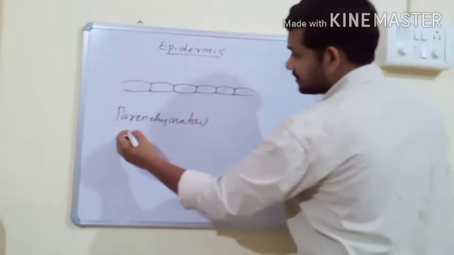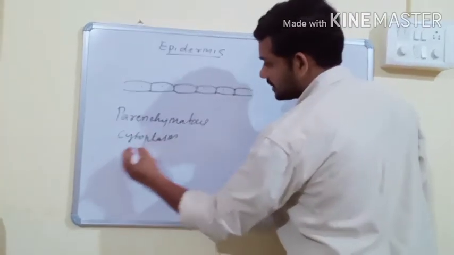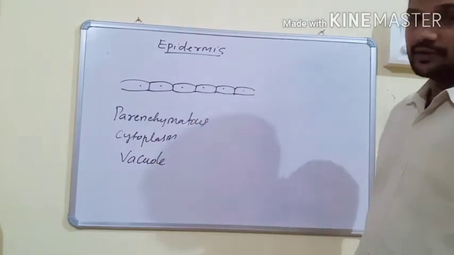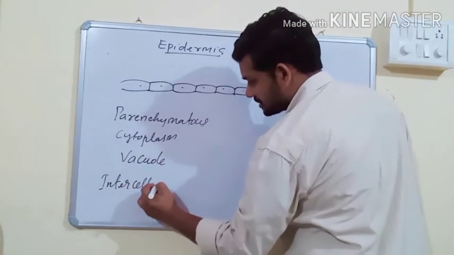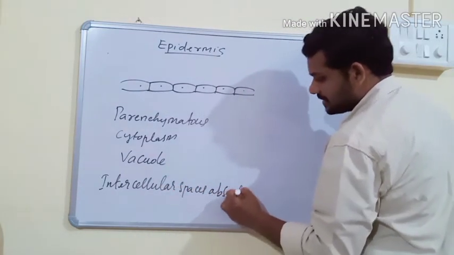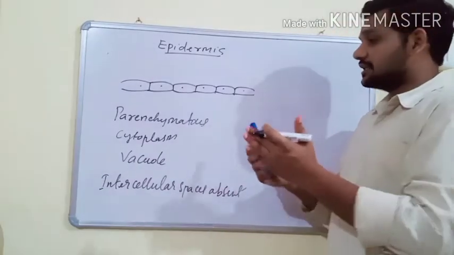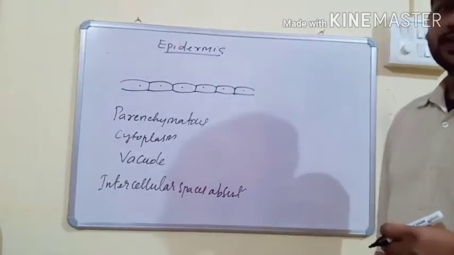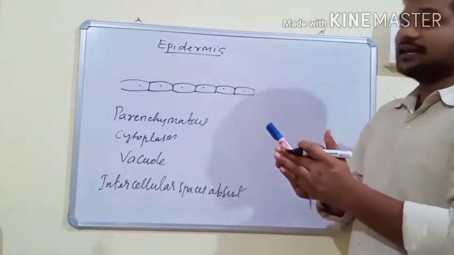These parenchymatous cells have narrow cytoplasm and a centrally located vacuole. Intercellular spaces are usually absent, because all the cells of the epidermis are compactly arranged. When cells are compactly arranged, spaces between cells are absent, which means intercellular spaces are absent in epidermis. So epidermis acts as the protective layer of root, stem, and leaves.